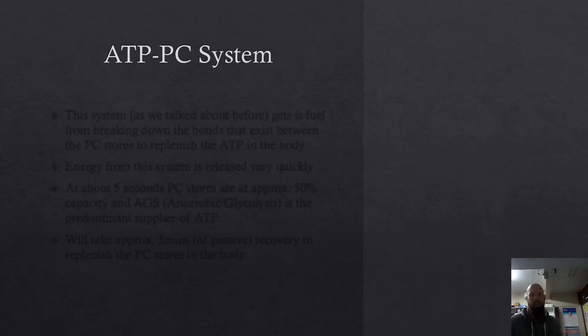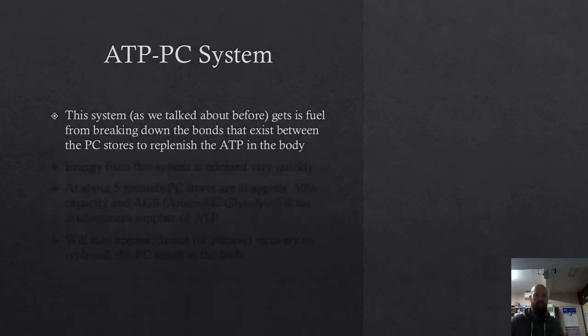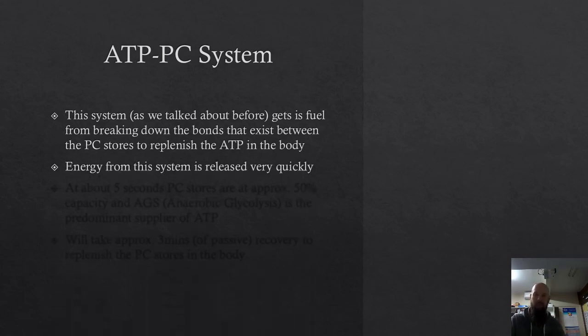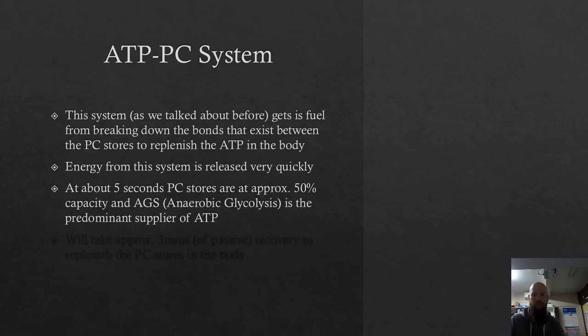So our ATP-PC system, okay, this is the one that doesn't actually use any food fuels. It uses those chemical fuels which are stored within the body to replenish that ATP. Okay, it's released really quickly. Like I said, sprinting from one end of the gym to the other, at about 5 seconds. So it's only a really short duration that this system works for. The PC stores are at about 50%.